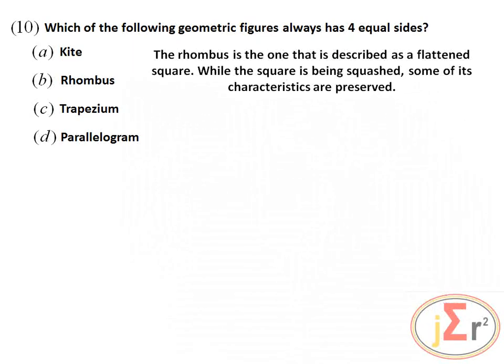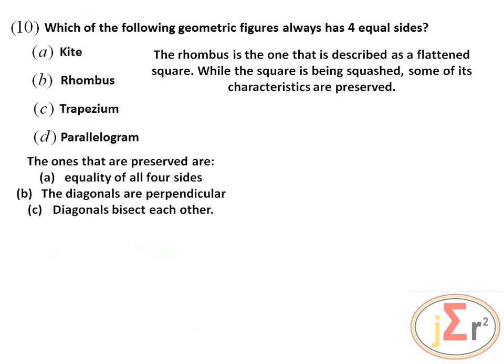The rhombus is the one that is described as a flattened square. That means you have a square and you put some heavy weight on it and it starts to be squashed or pressed down. While the square is being squashed, some of its characteristics are preserved when we squash it down to form a rhombus.